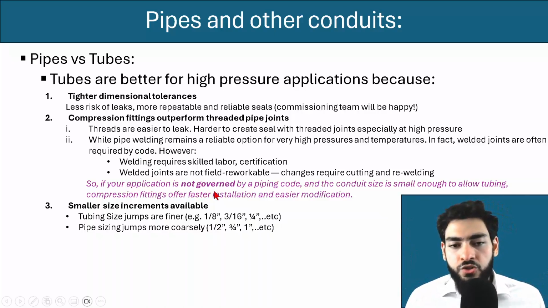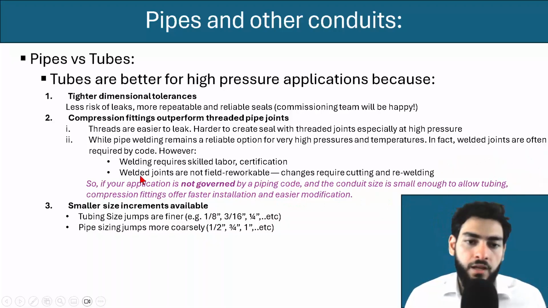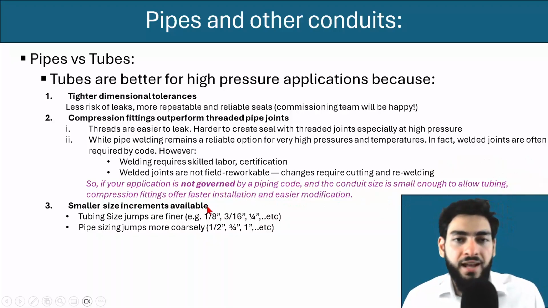So if your application is not governed by a piping code, and the conduit size, so let's say the pipe size or the tube size, is small enough to allow you to use tubing material, then compression fittings offer faster installation and easier modification.